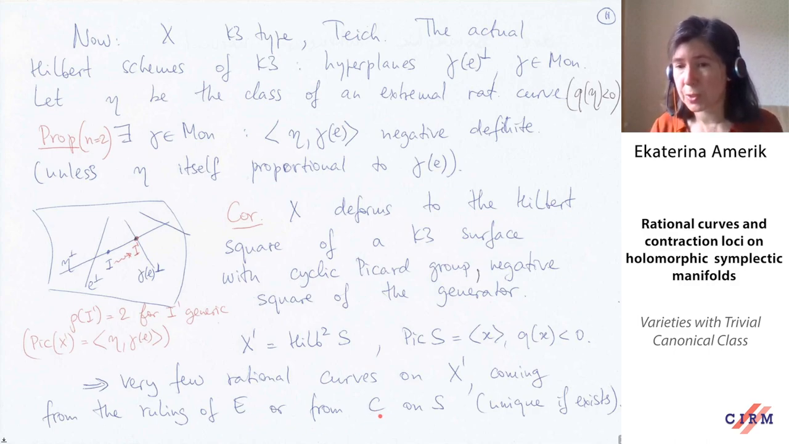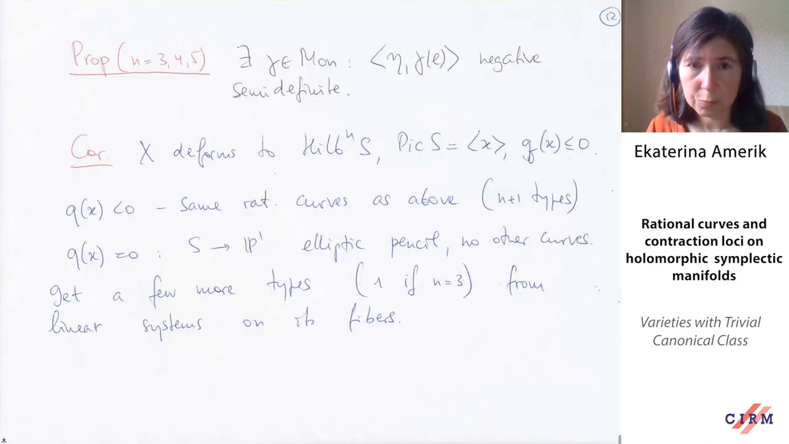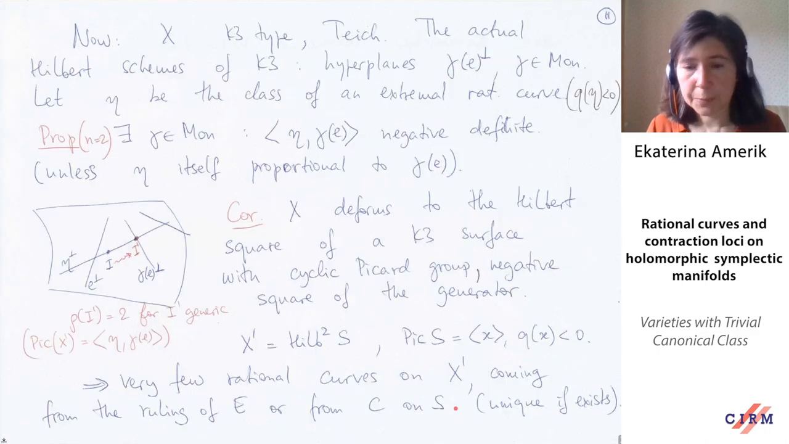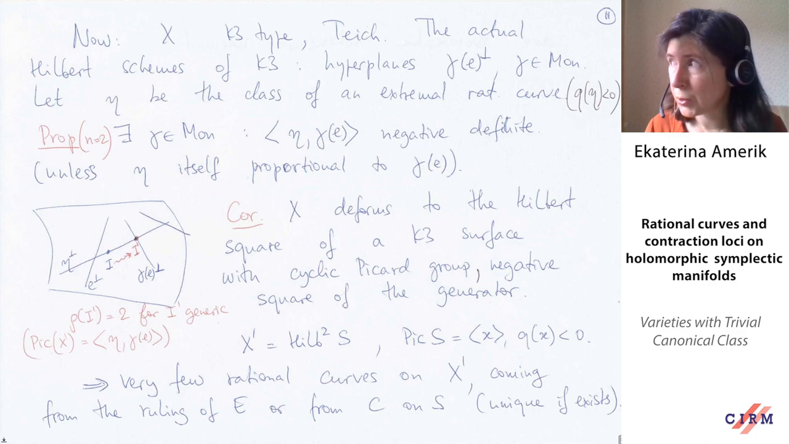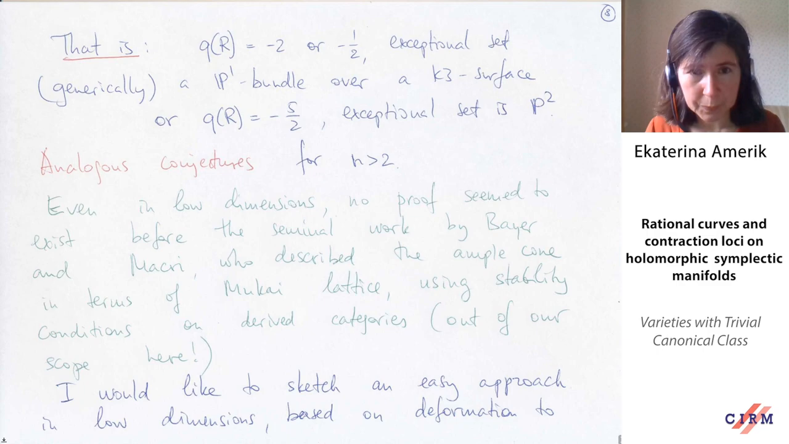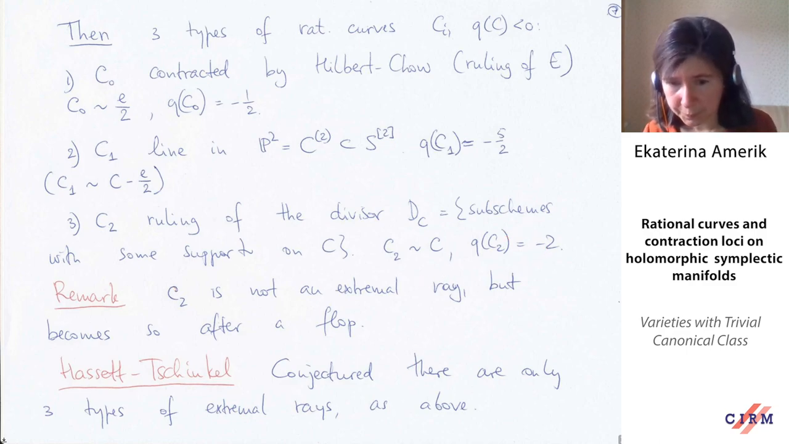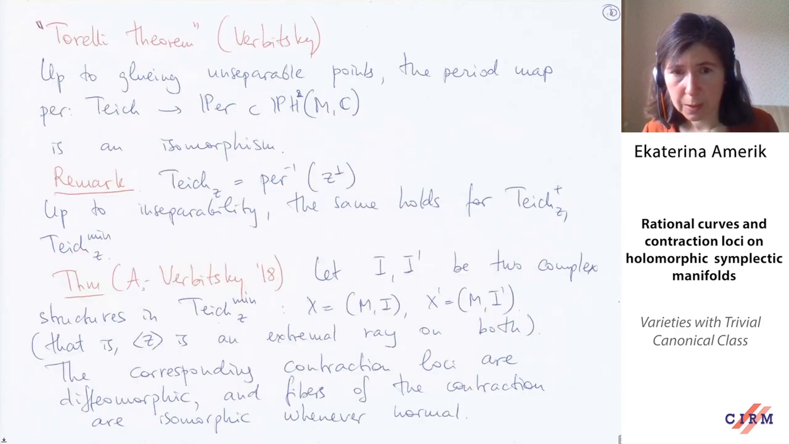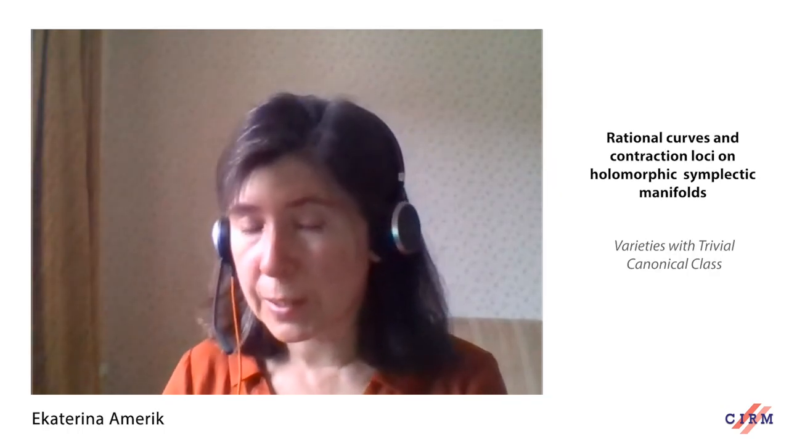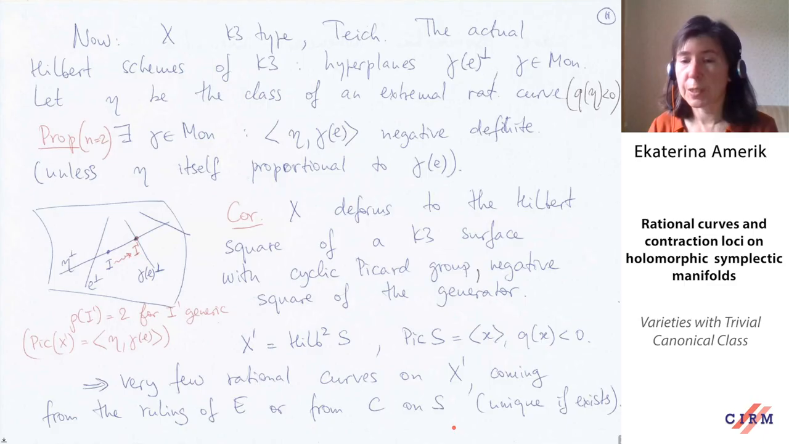And then when there is such a minus 2 curve C on S, then we may consider also rational curves which are coming from this C. That's to say, a line in the corresponding Lagrangian plane, the symmetric square of C, and this other C2, I think we have been calling this C2, which is the ruling of the divisor GC consisting of subschemes with some support on C, okay? So we have exactly three types of rational curves on X prime.